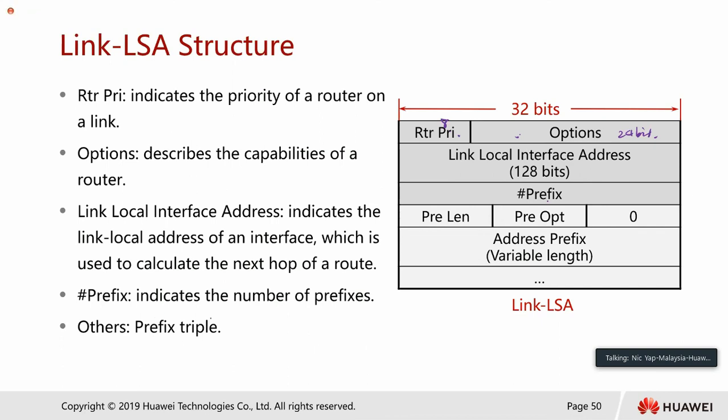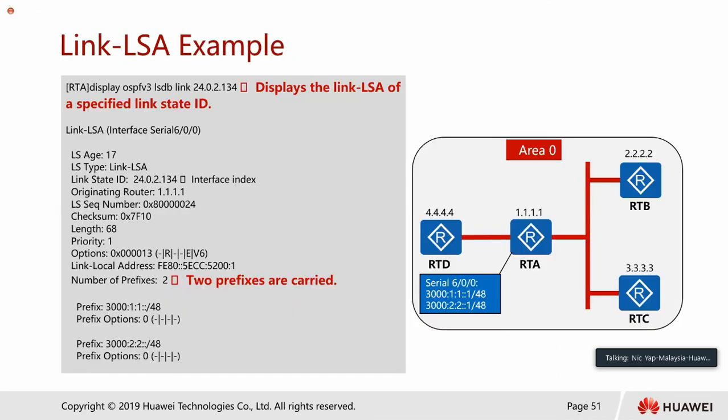For the others, it is just the prefix length, options, and the address prefix that you are advertising into your environment. This is the link LSA. So on the link LSA, this is an example. I do it on router A. Router A has serial 6/0/0. I have two prefixes, 3000:1:1::1 and 3000:2:2::1/48. So under my interface, this link LSA belongs to interface serial 6/0/0. It's sent as a link LSA.